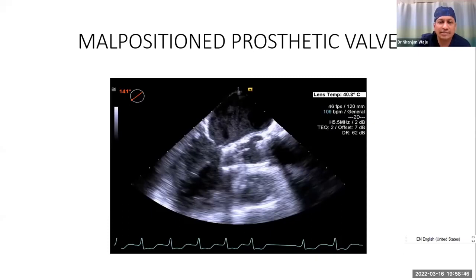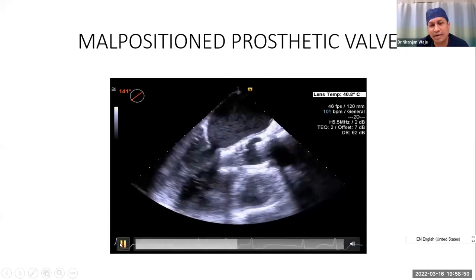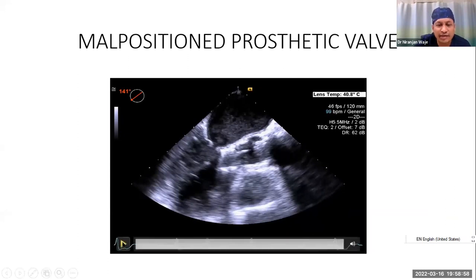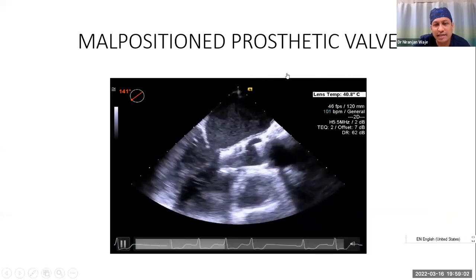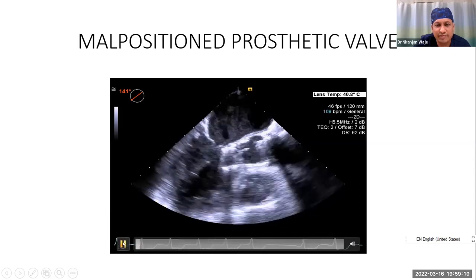This is another situation, a cardiac surgical patient who, after coming off bypass and coming to the ICU, has a hemodynamic instability situation. You can see here, this is a mid-esophageal long axis view. This is LA, LV. This is the mitral valve. This is the aortic valve and the aorta. This is a prosthetic valve, a Perceval sutureless valve which was put in.